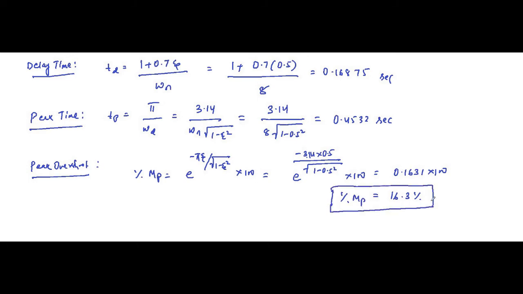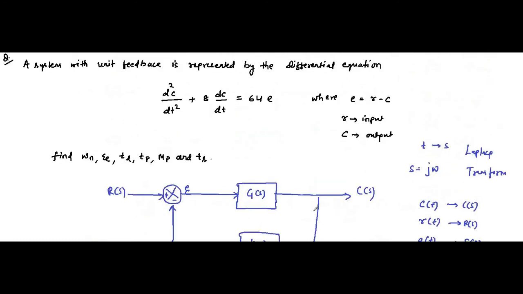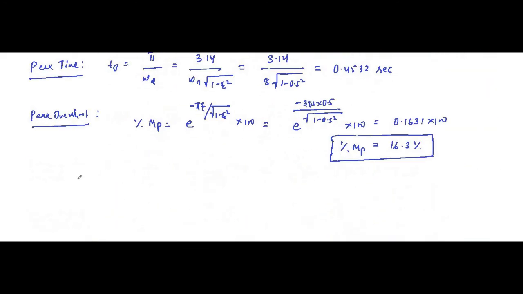Then we have to find out the settling time. Both values we have to calculate, for 2% error and for 5% error. Settling time Ts for 2% error is equal to 4 by zeta omega n, which is equal to 4 by 0.5 into 8, which is 4 by 4. See, 0.5 into 8 is 4, and 4 by 4 is equal to 1 second.